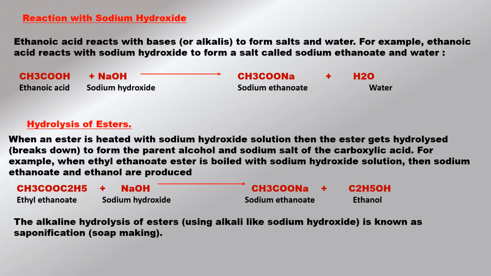Reaction with sodium hydroxide. Ethanoic acid reacts with bases or alkalis to form salts and water. For example, ethanoic acid reacts with sodium hydroxide to form a salt called sodium ethanoate and water. In its reaction with bases, ethanoic acid behaves just like mineral acids, HCl, etc. In fact, all the carboxylic acids react with bases or alkalis like sodium hydroxide to form the corresponding salts and water.